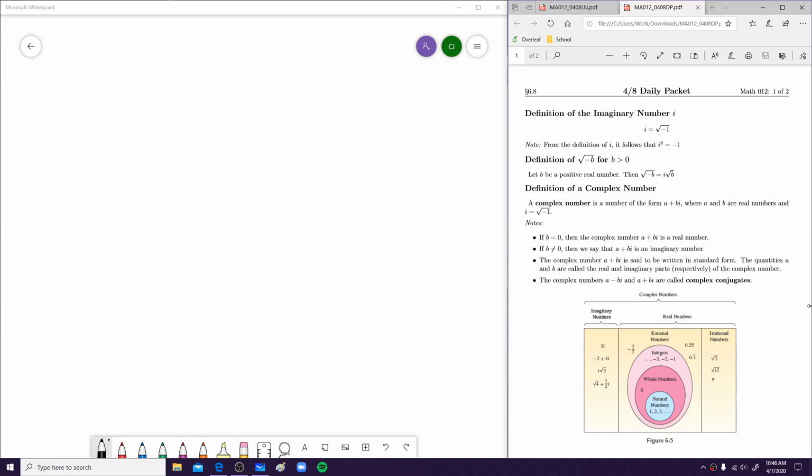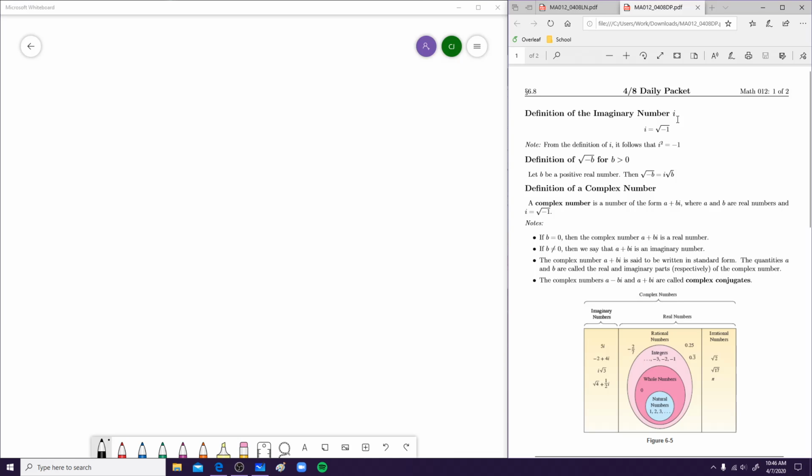Hello, everybody. So today we will be covering section 6.8, which goes into imaginary numbers. So let's talk about the notes first. We have the definition of the imaginary number i. So i is equal to the square root of -1. Keep note that from the definition of i, it follows that i squared is equal to -1.